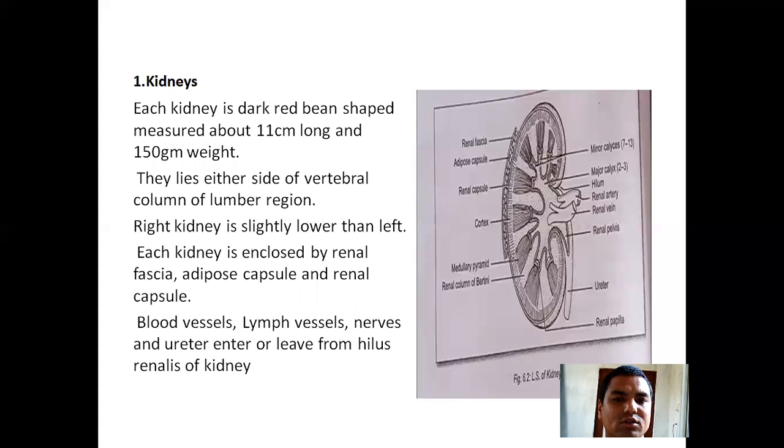Now know here about the kidneys, a pair of kidneys. Each kidney is dark red, bean shaped, measures about 11 centimeter long and weighs 150 gram. They lie on either side of the vertebral column in the lumbar region. The right kidney is slightly lower than the left kidney. Each kidney is enclosed by renal fascia, adipose capsule, and renal capsule. Blood vessels, lymph vessels, nerves, and ureter enter or leave from the hilus renalis of the kidney. You can see this structure in the figure also.